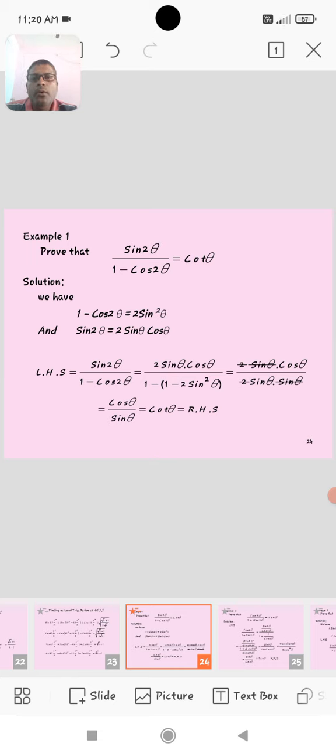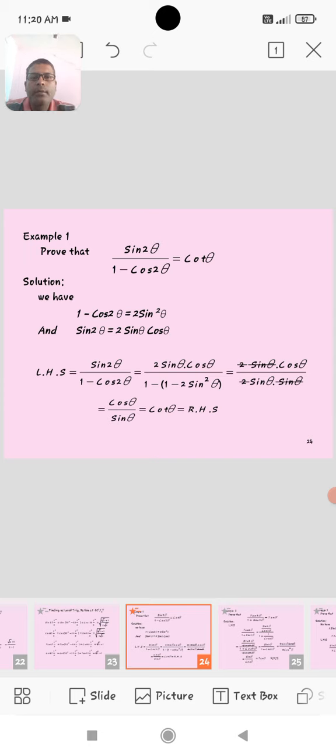We have 1 minus cos 2 theta is equal to 2 sin square theta using the multiple angle formula, and sin 2 theta is equal to 2 sin theta into cos theta. We know that these two formulas are important. By using this multiple angle formula, now we have to take the LHS part.